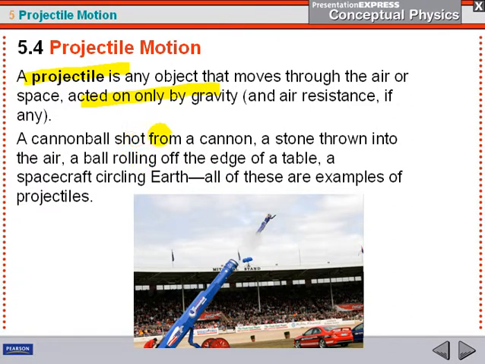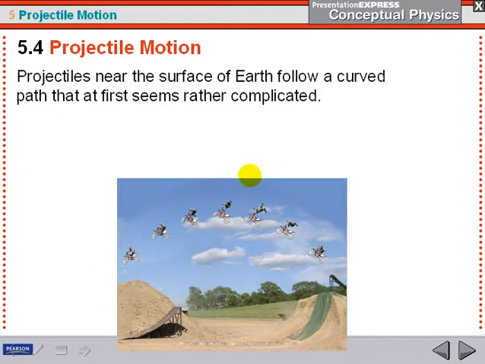Some other examples: a cannonball shot from a cannon, a stone thrown into the air, a ball rolling off the edge of a table, a spacecraft circling the Earth, believe it or not, and I'll explain that. If you throw a ball across a room, that's now a projectile. These are all examples of projectiles.